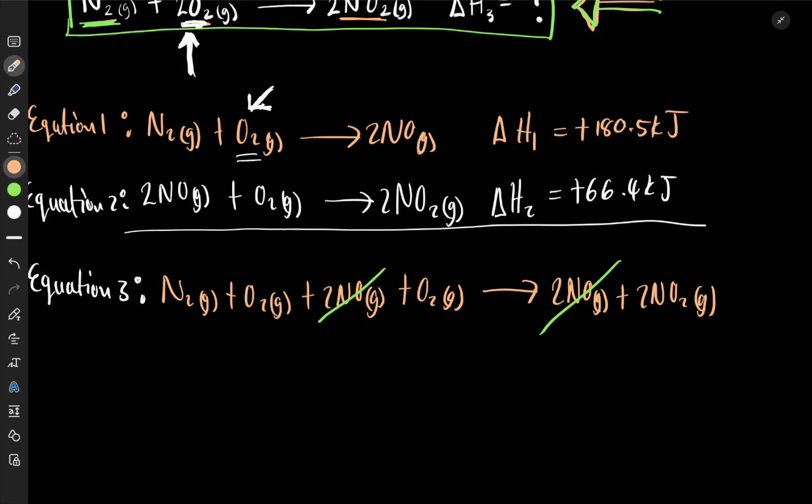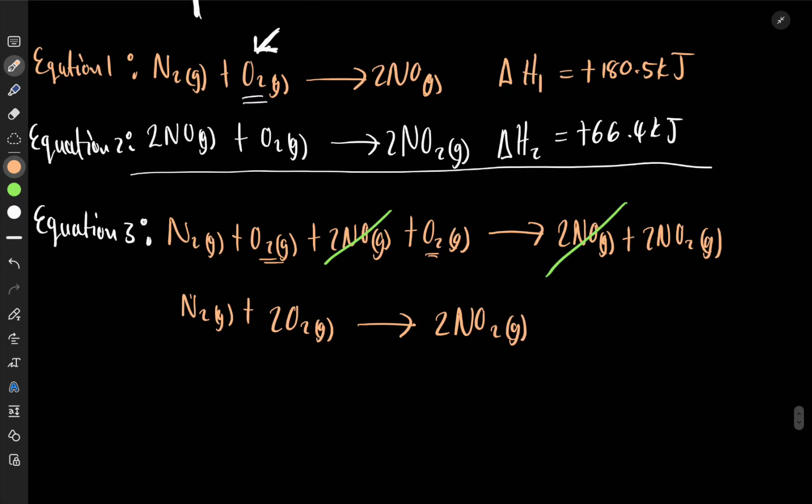And what will I then have in the final thing? I'll have N2 gas plus O2, plus another O2, so plus 2O2 gas to give me 2NO2 gas. I've combined these two. Then what do I know about my delta H? My delta H3 would therefore be equal to delta H1 plus delta H2, because I just combined them.